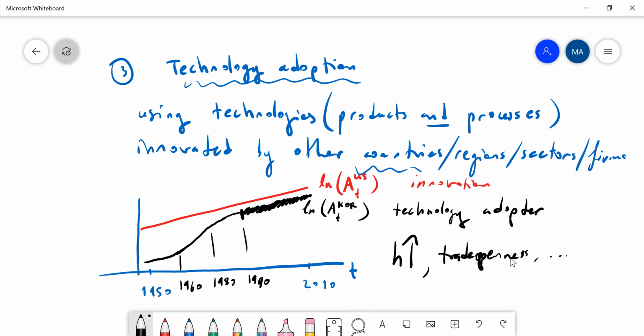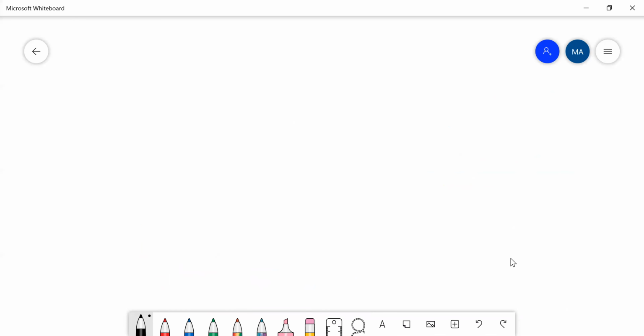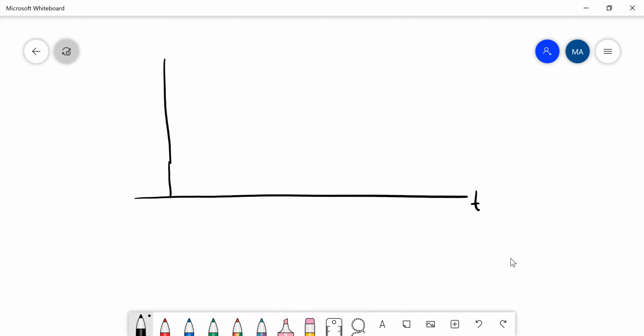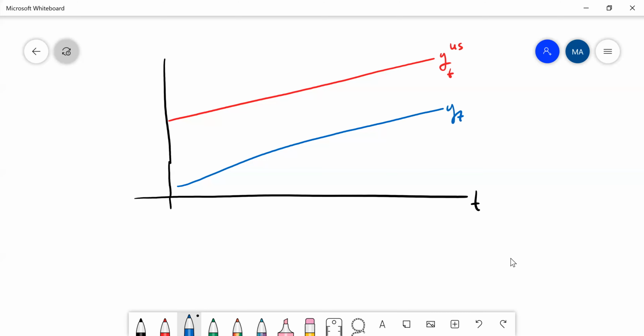So in that regard, this is actually one of my papers. If you look at 3 countries, you can actually draw the same graph for output per capita as well. So US is like this, Turkey is like this, and Korea is like this.